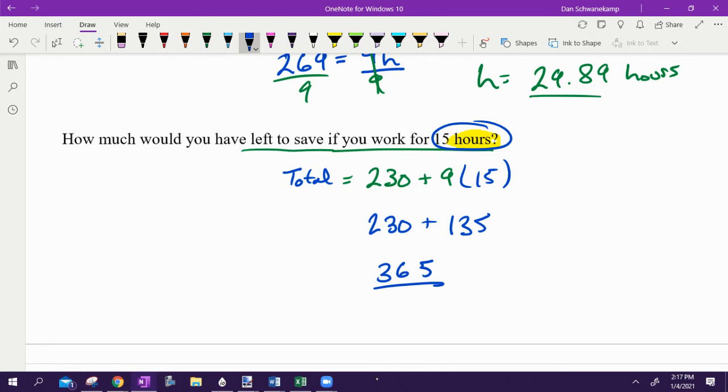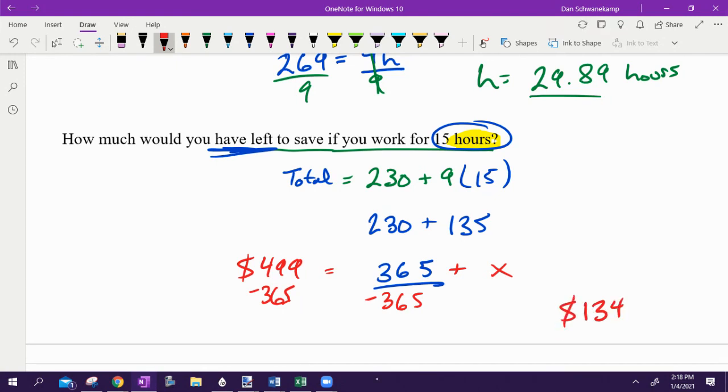What would I need to do to figure out how much I would have left to make? Well, we would subtract from the total. Remember what the total is. It's this plus some amount more. That's the mystery. That needs to be equal to $499. We could call this X, but that's how much money I have left to make to get to $499. So we subtract 365. $499 minus 365. If I've worked 15 hours, I would still have $134 left to make. Hope that makes sense.